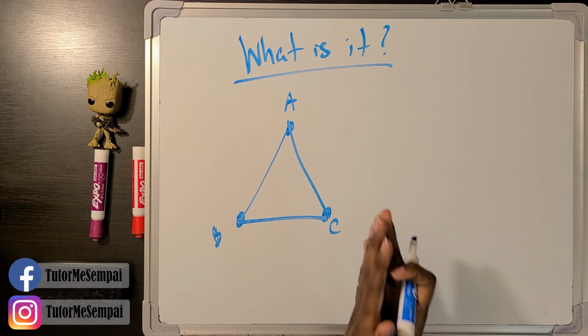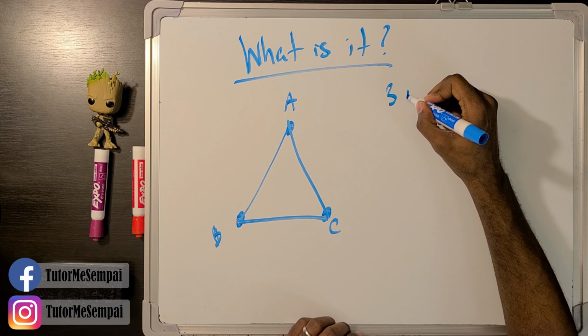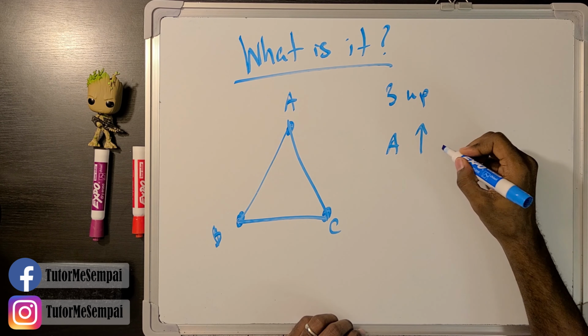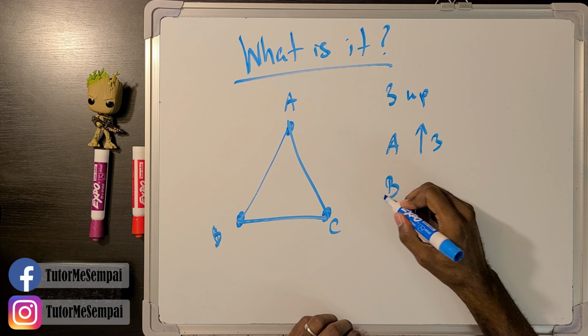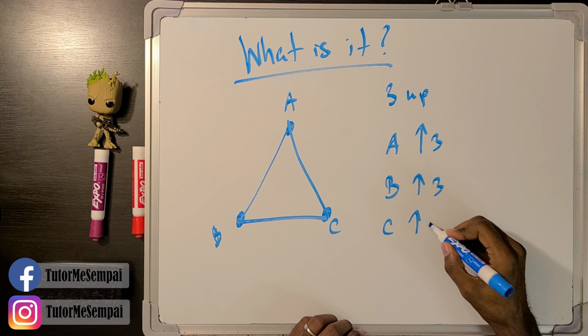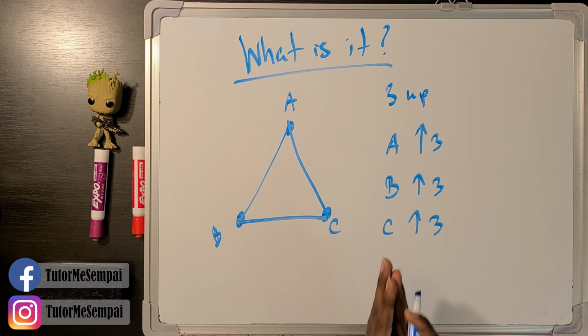Not only do you go left and right, but you can also go up and down. So let's say you have to go 3 up. That means A is going to go up 3, B is going to go up 3, and C is going to go up 3. Once again, all points are going to move the same exact way.